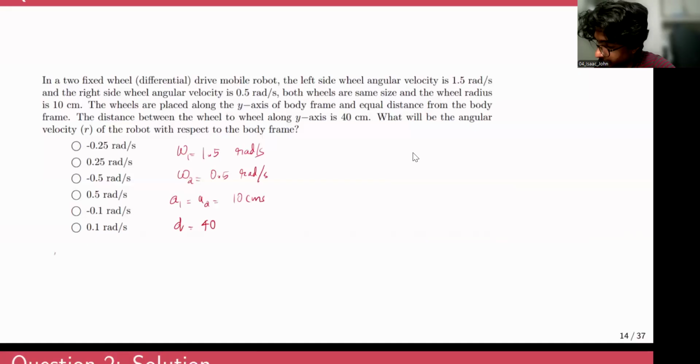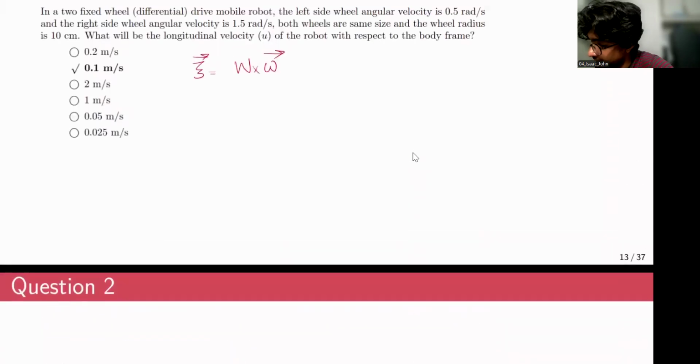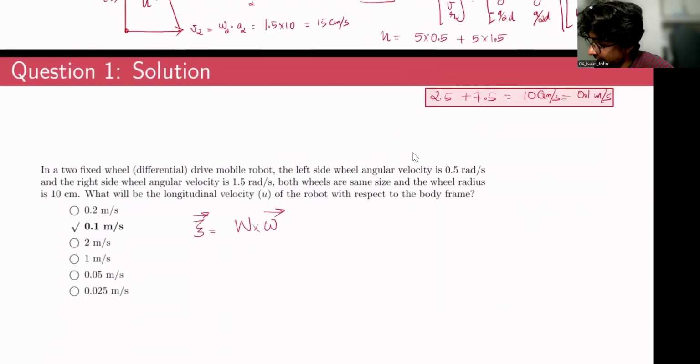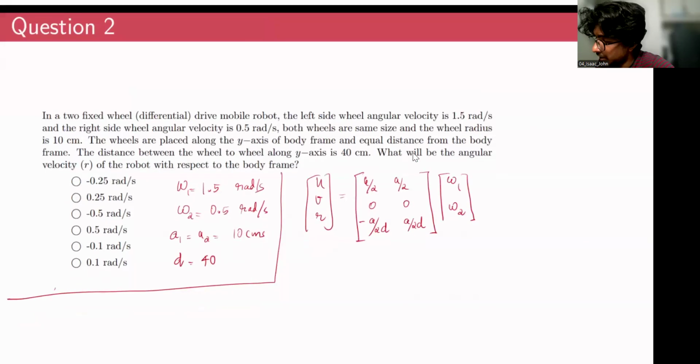So again, you know this relation, UVR is given as that wheel configuration matrix. That is nothing but, what was that again? A by 2, 0, 0, minus A by 2D, A by 2D. This would be multiplied with omega 1, omega 2. Right? So all the entries are basically given in the question. You are only required to substitute these values into this.